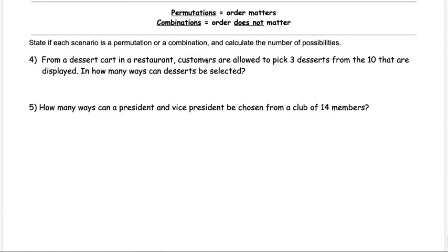So, dessert cart in a restaurant, customers are allowed to pick 3 desserts from the 10 that are displayed. How many ways can the desserts be selected? I don't like the last sentence there, in how many ways can the desserts be selected, because it does suggest that this is a permutation.